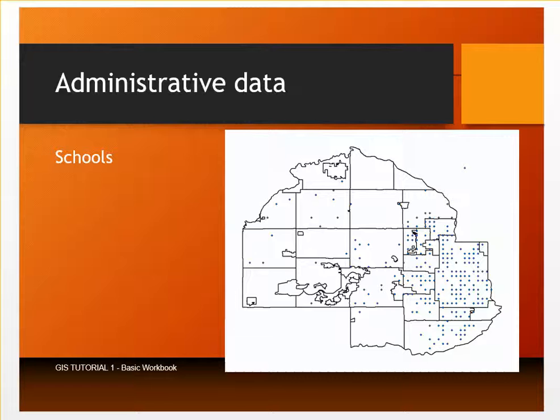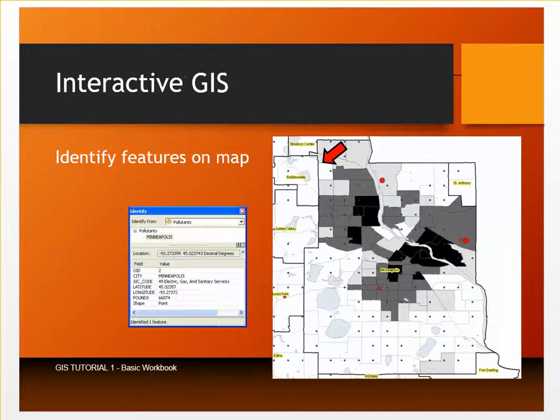Here's our schools. All of this data is available. You have to create very little of your own data. It's mostly finding data that's already been created, ascertaining whether or not it's useful for your use, and then bringing it into your map. Now once we have it in here, we can use our identify tool in ArcGIS to identify which of these features is which.